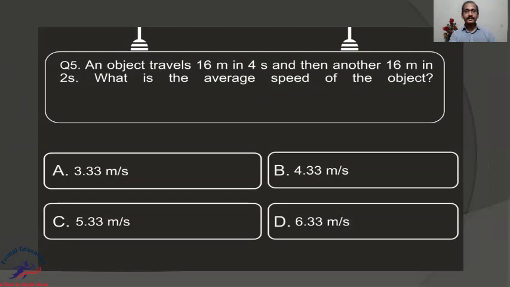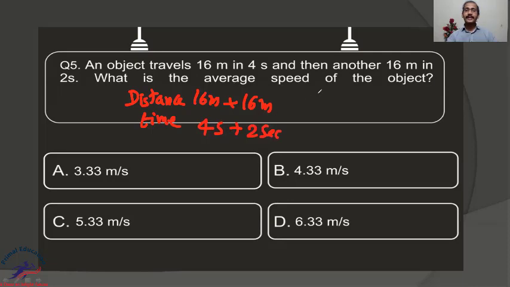Now, there are a few questions. Let us solve them. An object travels 16 meters in 4 seconds, and then another 16 meters in 2 seconds. What is the average speed? Here the distances are 16 meters and 16 meters, and the time is 4 seconds plus 2 seconds.